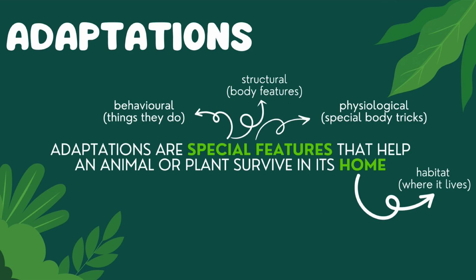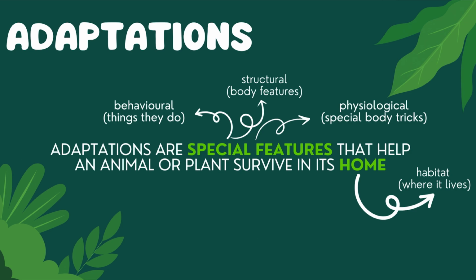The first are behavioural features, so the things that an animal does. So this could be sleeping during the day and getting up at night to avoid the harsh sun, or hibernating in winter when it's too cold and there isn't enough food, or perhaps things like wolves working together to hunt in packs.